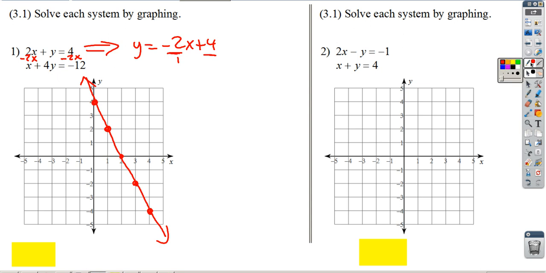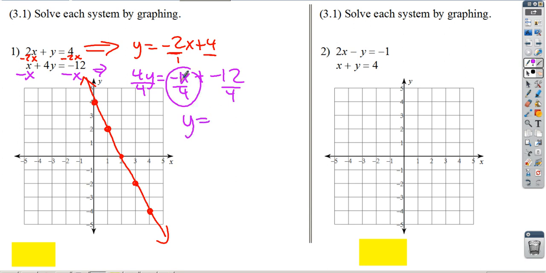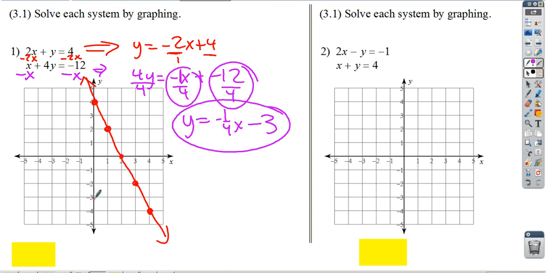Okay, and then the second one, when we change this to slope-intercept form, we would subtract x from both sides. So we'll get 4y equals negative x. Sorry, that's supposed to be minus 12, so we'll make it plus negative 12. Divide by 4. So we're going to get y equals negative 1/4 x, and then negative 12 over 4 is minus 3. So that has a y-intercept of negative 3, and this slope means go down 1 over 4, and you can see they meet right at that point.